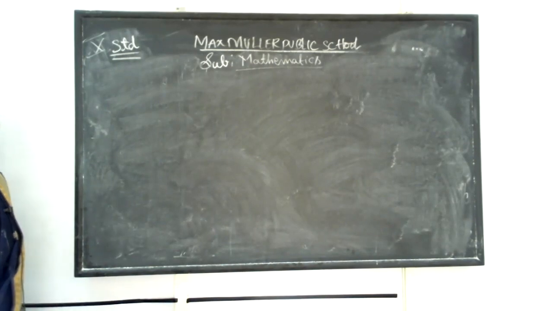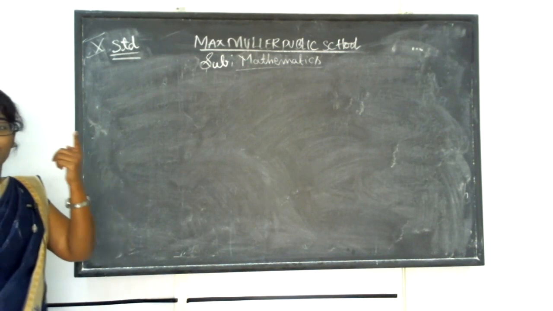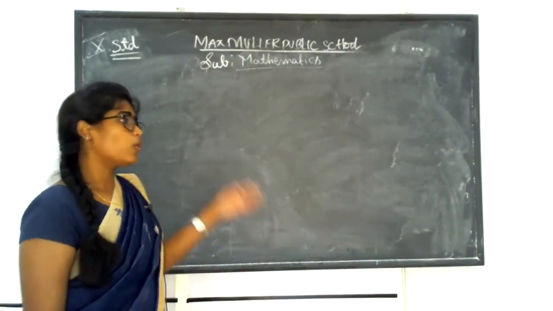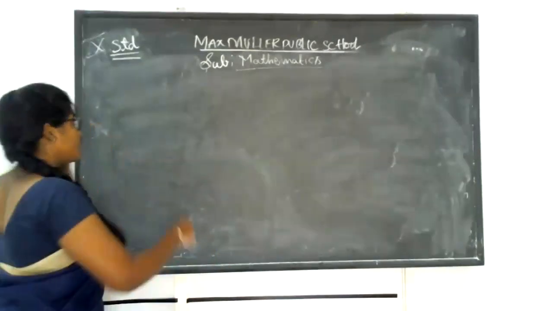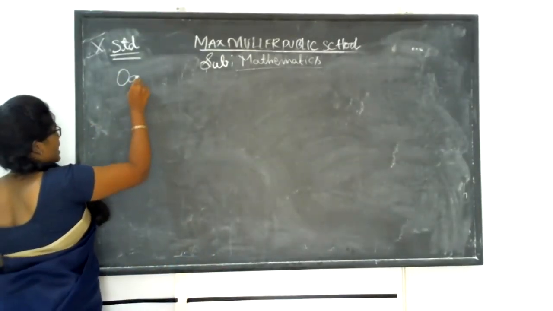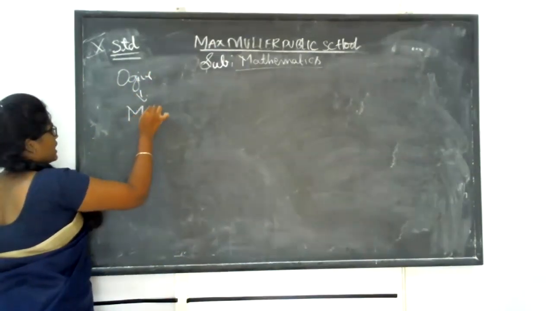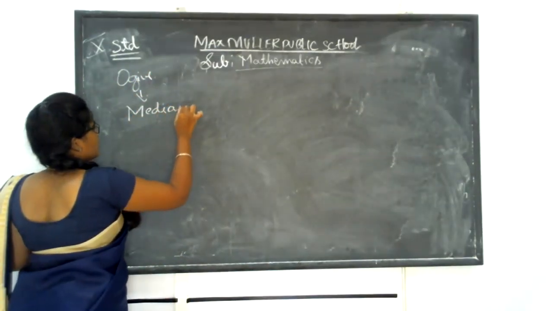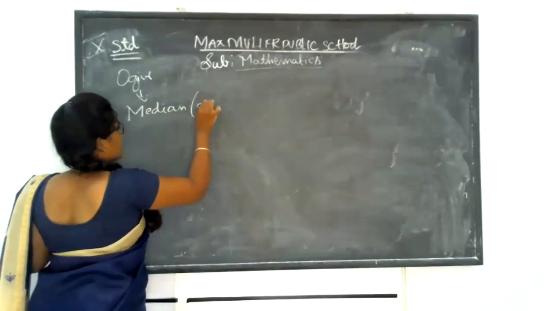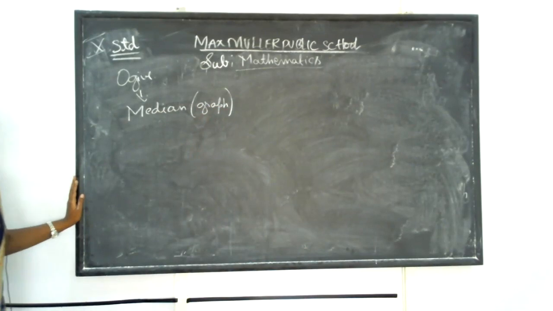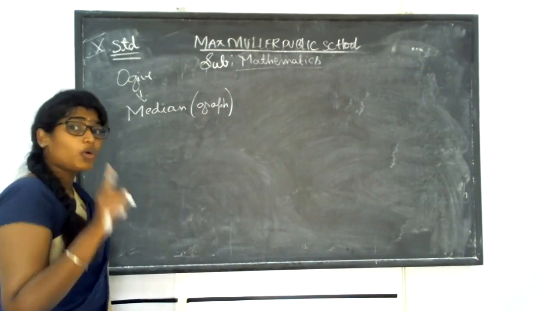Graphical representation of cumulative frequency distribution. What is that they have told? Cumulative frequency. Where do you get cumulative frequency? You will get it in median. So in ogive, what are you going to get? The spelling is O-G-I-V-E. You are going to get median, in the graph. Clear?